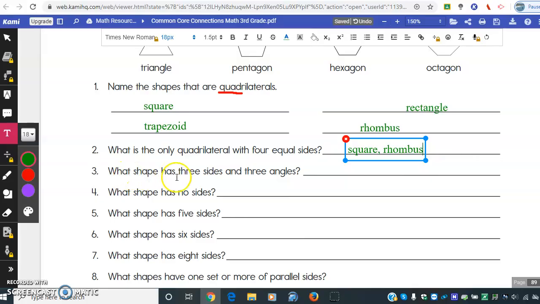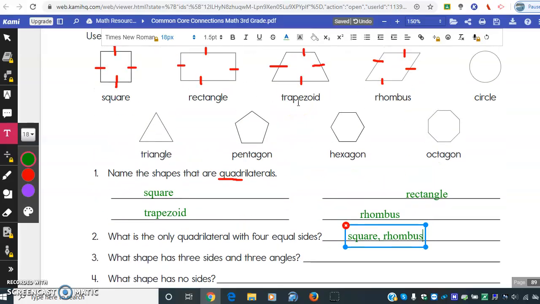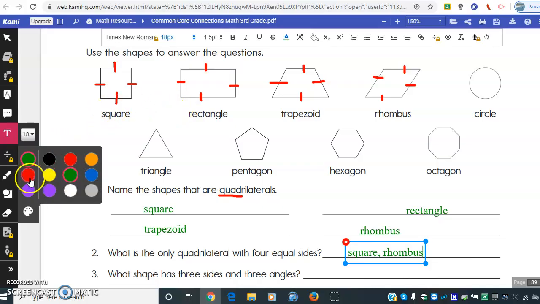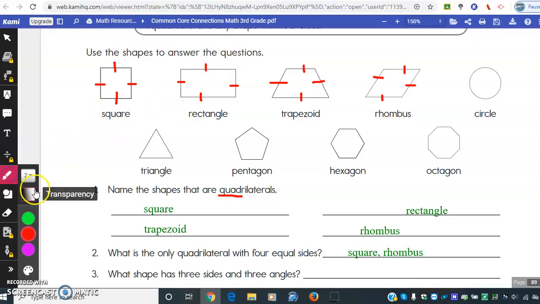Number 3, what shape has 3 sides and 3 angles? So I'm going to come up here, and I'm looking for a shape with 3 sides. Now I know these don't have 3 sides. They have 4. We call these quadrilaterals. So it's none of these. I'm looking for a 3-sided shape. And so, have you spotted it? There it is. It's our triangle.